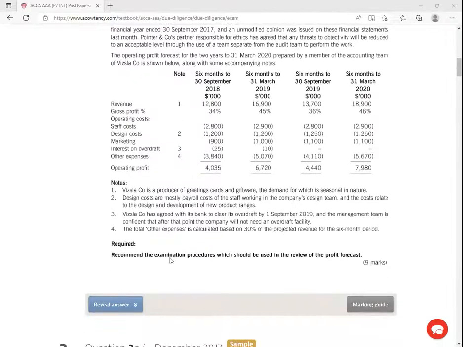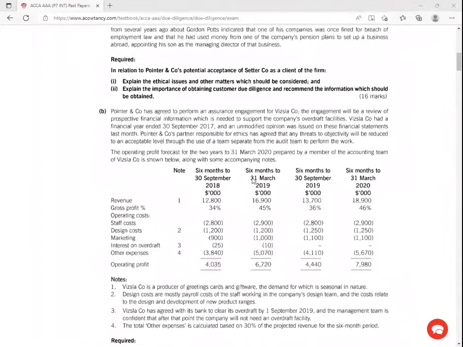So required, recommend examination procedures which should be used in the review of the profit forecast, the profit which is being forecast here really. What procedures in this case should I have? These are 9 marks basically for free, without doing anything, right?